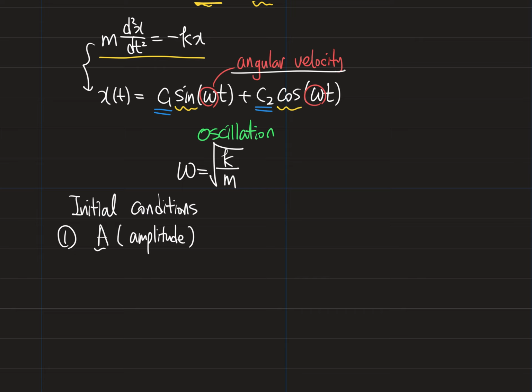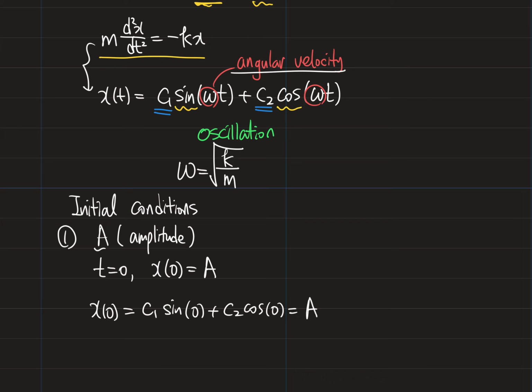So at time t equals 0, the position x should be A, right? So plugging this initial condition into our general solution, that should be equal to A. And sine 0 should be 0 and cosine 0 should be 1. That means we can determine the second constant, C2, as A.